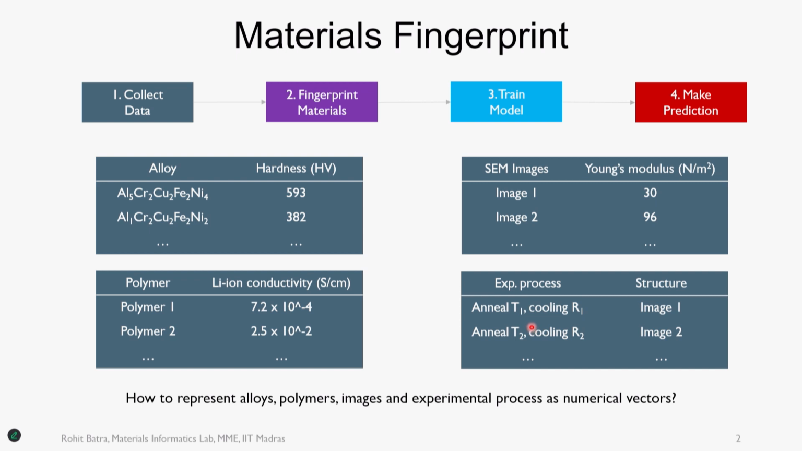A data set may also be something like this, where I have different processing conditions, same chemistry, different processing conditions, and associated with different heat treatment, different forming conditions, I am getting a different structure image. The microstructure is different. Now my output is something like an image. So all of these are different types of data set that you can imagine.